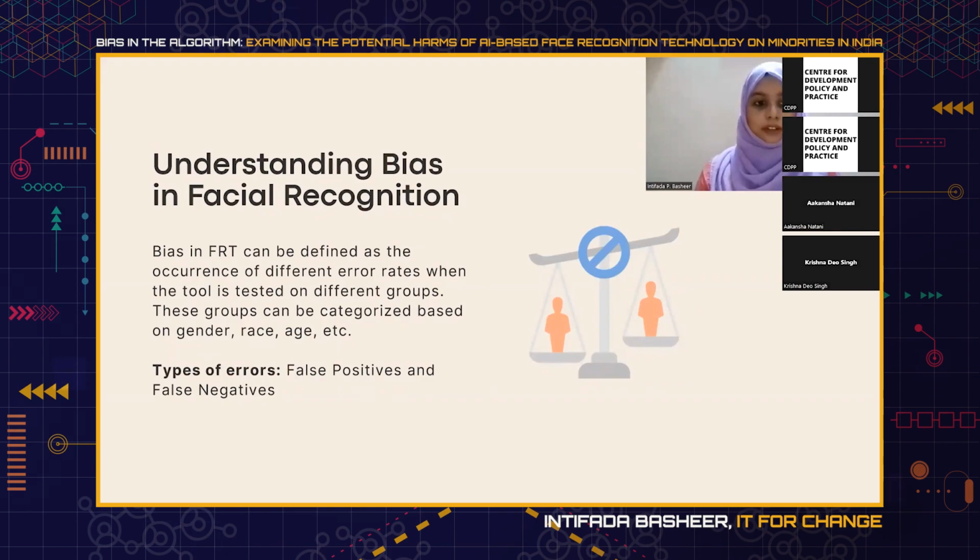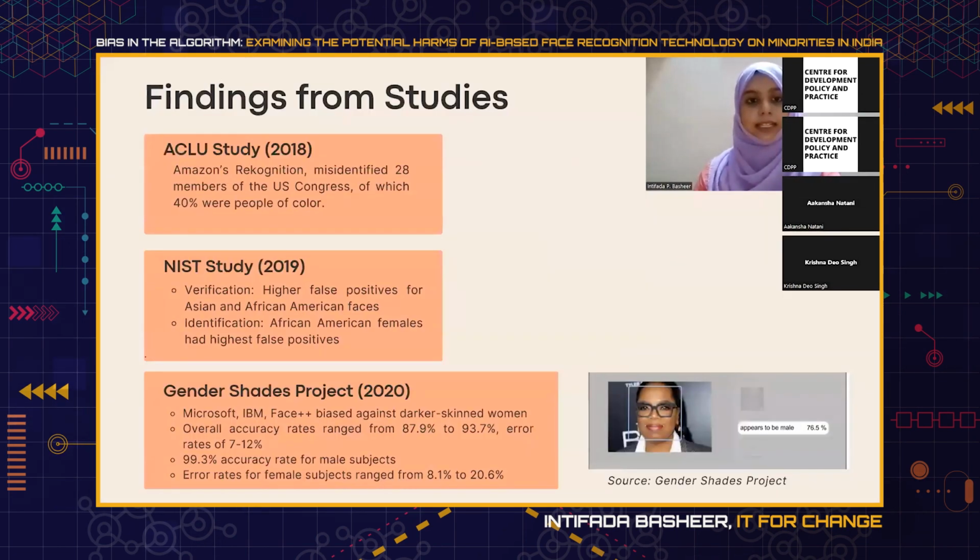Before we move on, I would also like to highlight the two types of errors that are possible when a system misidentifies a face. There are false positives and false negatives. False positives refers to when the system identifies two different faces as one, and false negatives refers to when the system fails to match two images of the same face. So here are some studies that have been conducted in the US that have extensively looked at racial and gender bias in commercial software that is popularly used in the US and Europe.